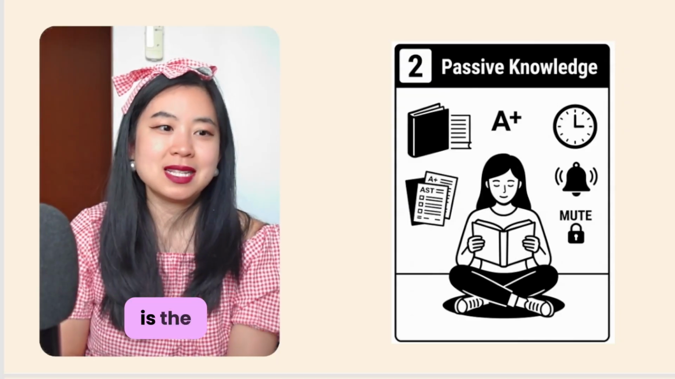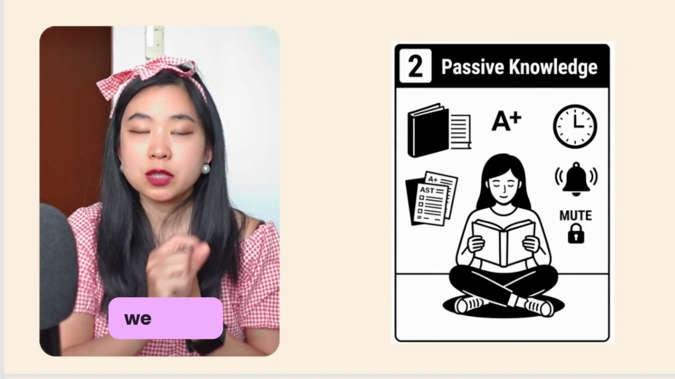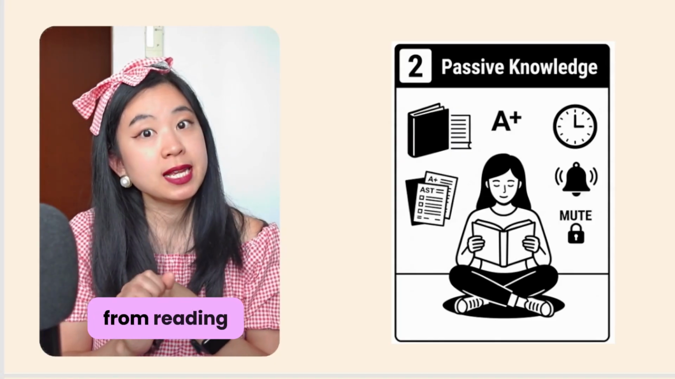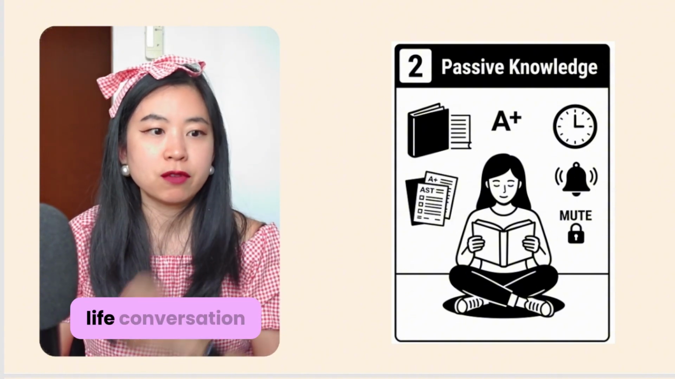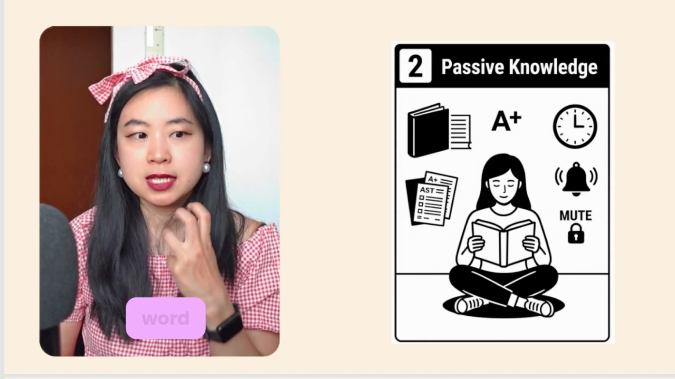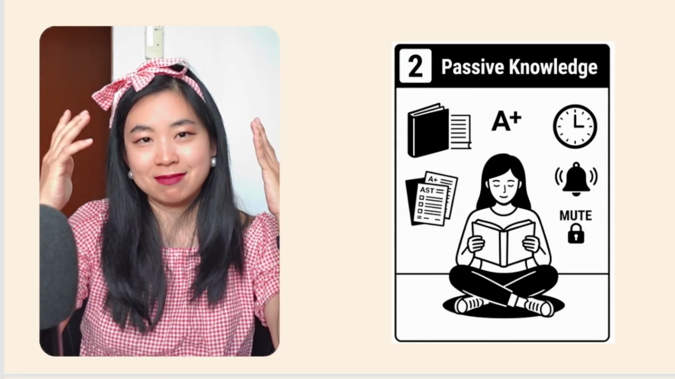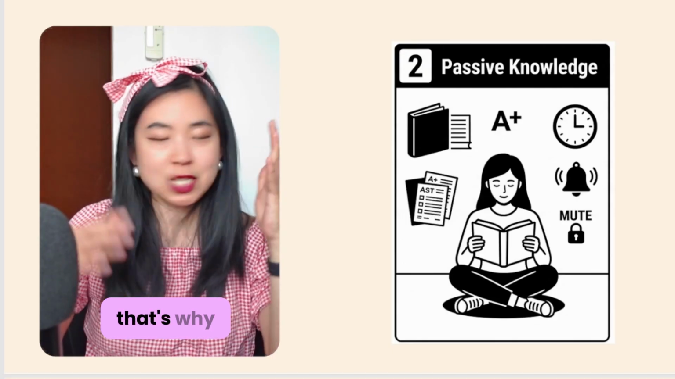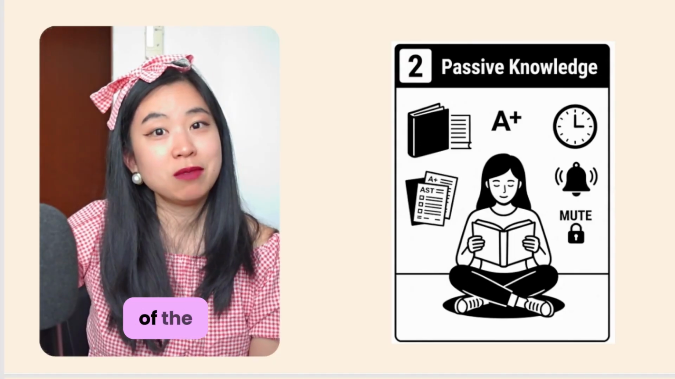The second thing is passive knowledge. What does it mean? We know words, we know grammar rules from reading, from the test, but we never use them in real-life conversation. We never move our mouth to speak that word, to pronounce that word. We never use the speaking part of our brain. That's why it's sleeping. That's why it's lazy when we need to use it. So this is one of the problems.